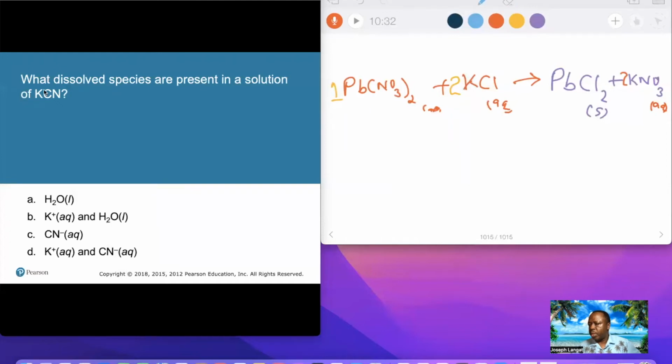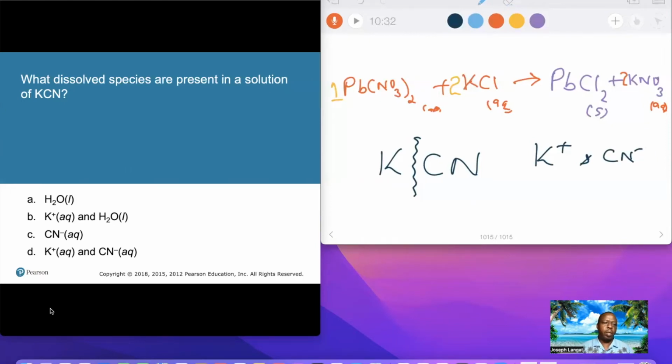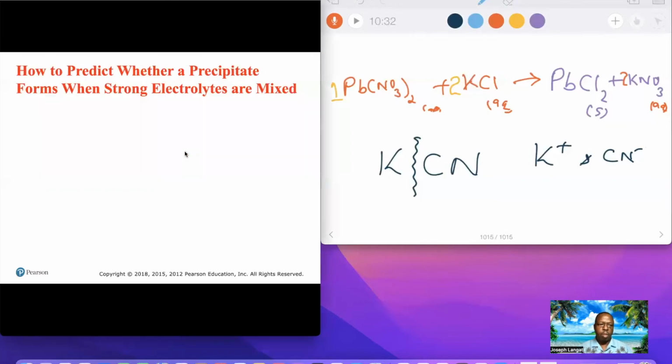KCN will break down here to give us potassium and cyanide. No, it's not negative like that, but I wanted to say this is CN negative, the cyanide ion, and the correct answer is D. It will dissociate to give you that, okay?